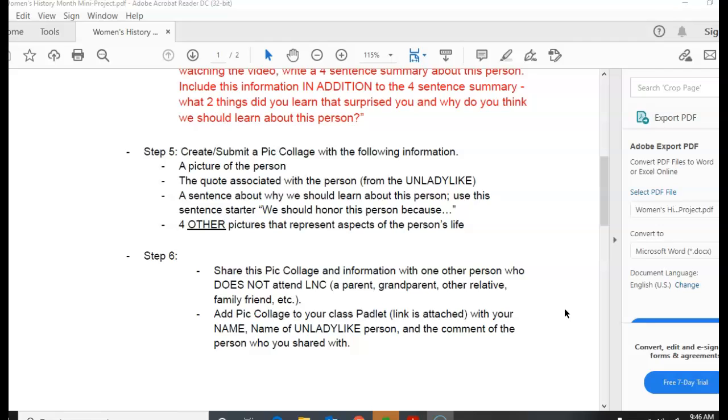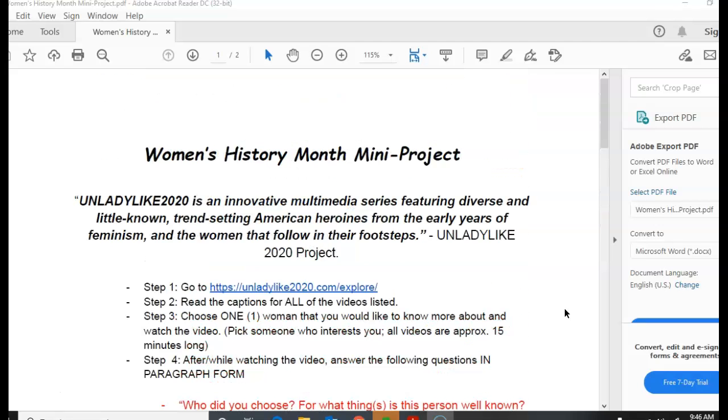So that might mean an older sibling, a parent, a grandparent, a family friend. We just want you to share this information, get it out there, because they may or may not know these people as well. And then part also of step 6 is adding the Pic Collage to the class Padlet. And I've linked each of the class Padlets. They're separate. I've linked each one into the assignment for that class. So that's an overview of the assignment as it is.